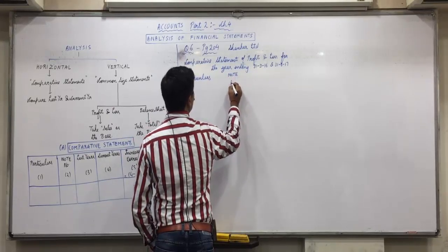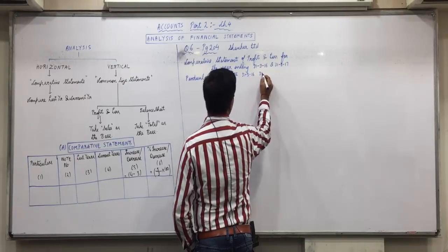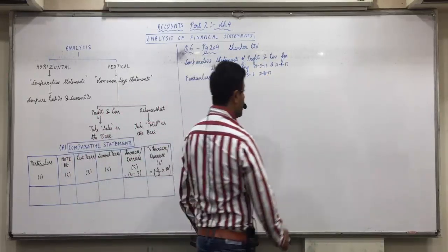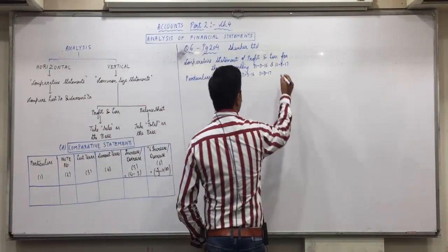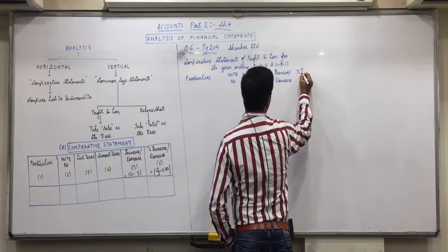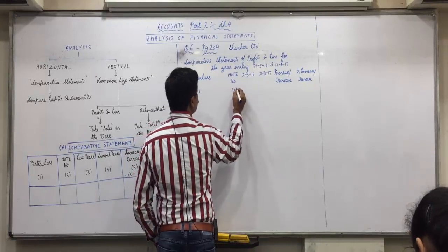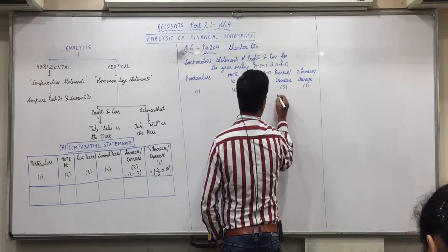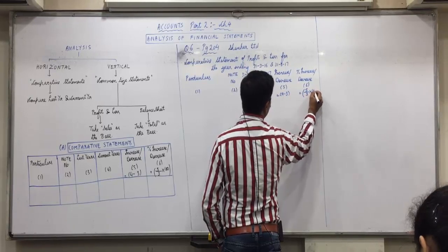Particulars, note number, first 31/3/16, then 31/3/17. Okay, first last year, then current year. In the question it's reverse. First column is 31/3/17, second is 31/3/16. Then increase or decrease and percentage increase or decrease. Column 1, 2, 3, 4, 5, 6. 5 is equal to 4 minus 3. 6 is equal to 5 divided by 3 into 100.